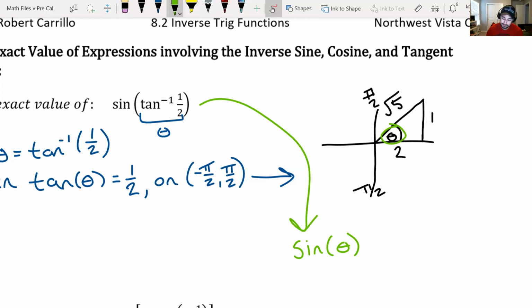Okay, so we look at it and we know sine is opposite over the hypotenuse. So sine of that theta is 1 over the square root of 5, and we rationalize, so we get the answer is the square root of 5 over 5. That's it. That's how you handle this. We make a small substitution.